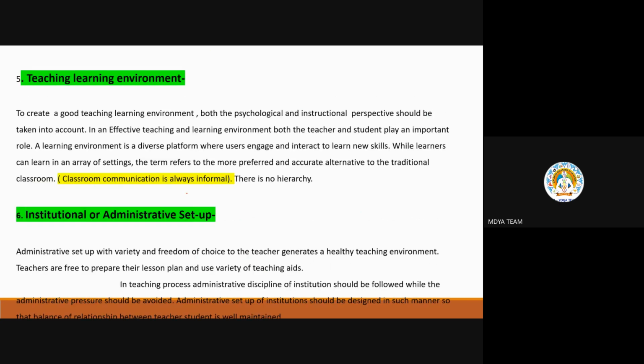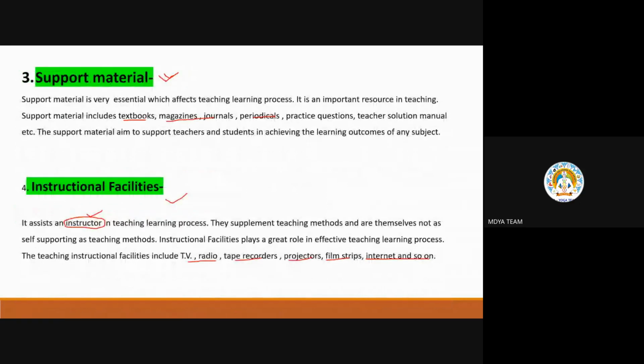Now, teaching learning environment to create a good teaching learning. There was a question on the previous slide, something related to the previous. Yes, yesterday in the test, there was a question related to this. Whether support materials supplement, or whether they can be replaced, can they replace the exact teaching?